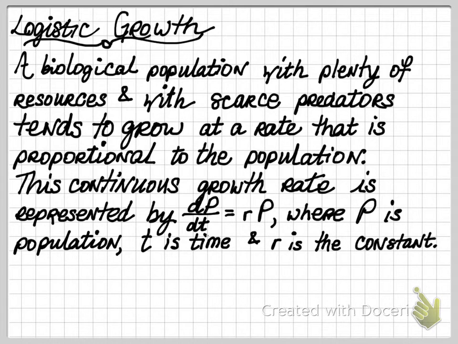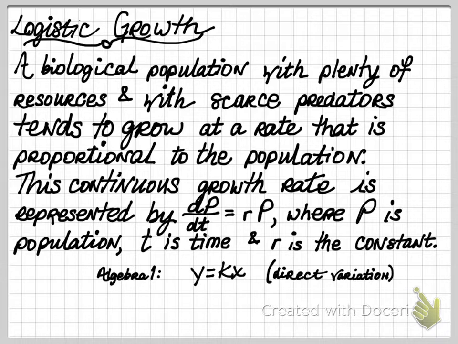A biological population with plenty of resources and with scarce predators tends to grow at a rate that is proportional to the population. This continuous growth rate is represented by dP/dt = rP, where P is the population, t is time, and r is the constant. If you look carefully, you can see the old Algebra 1 formula for a direct variation, y = kx. However, y is not y here, it's the rate of the growth of the population over the rate of the change in time.